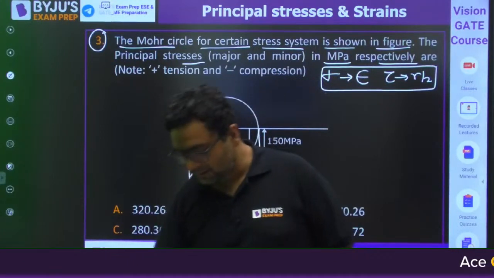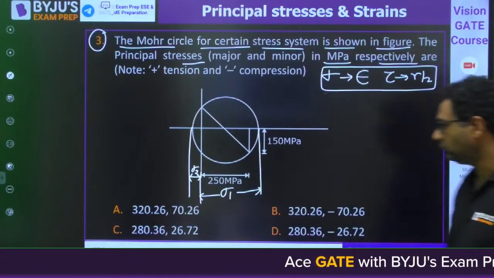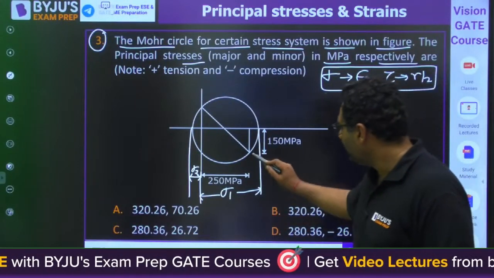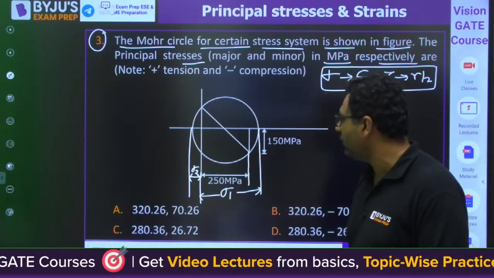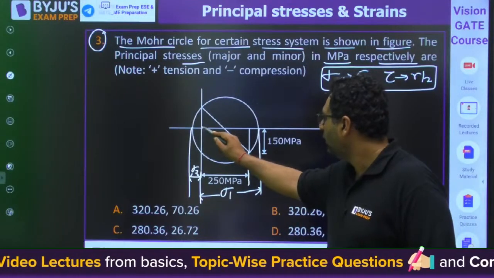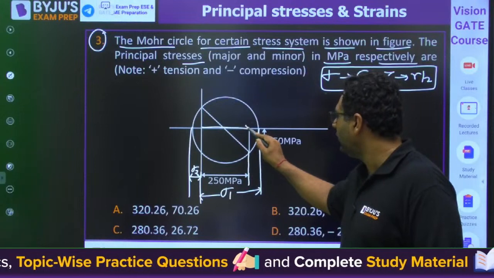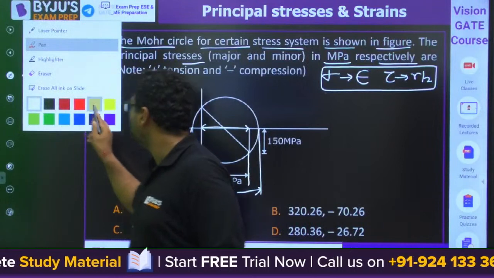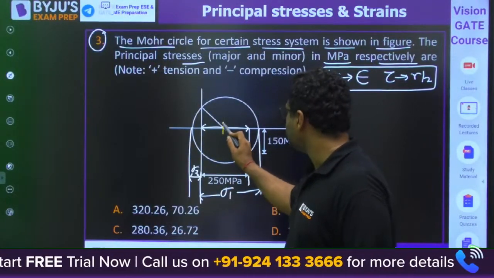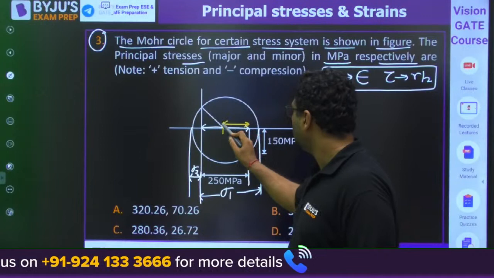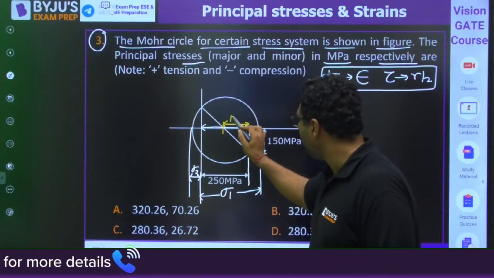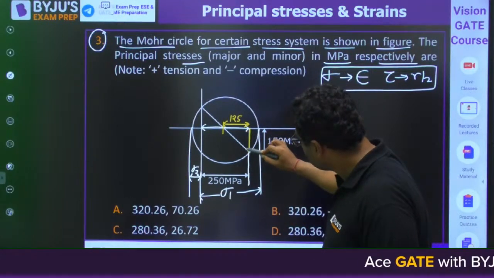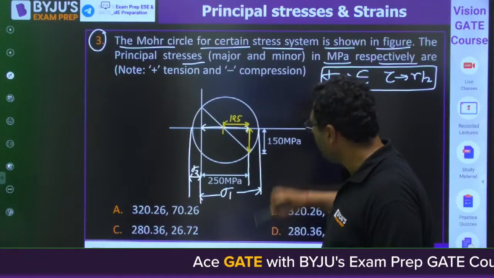What will be the answer, guys? This is a very good question. You can see this value is given as 250. I can help you with the geometry. What will be the half of this? It is very much obvious. Half will be 125. And this is 150.